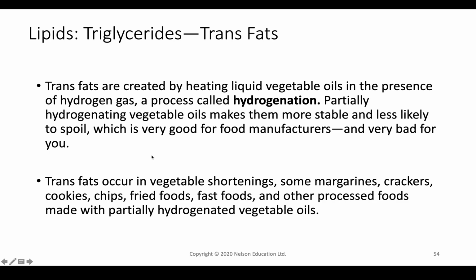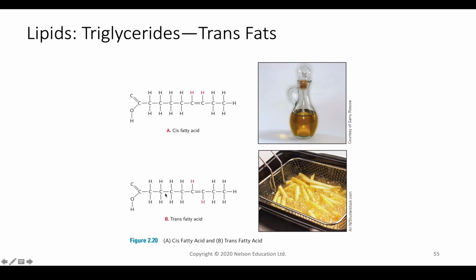And trans fats are found in many different types of cooking, things like vegetable shortenings, margarines, a lot of things that are going to be processed, like chips and cookies and crackers and fast foods, as well as anything that's going to be fried in hydrogenated vegetable oil, so fried foods, chips, etc.